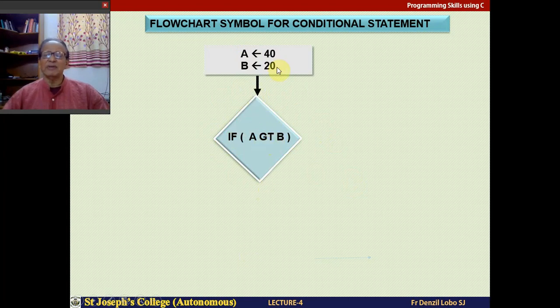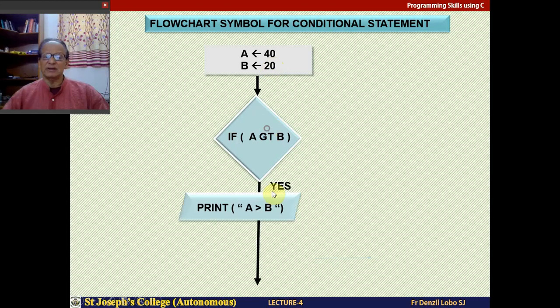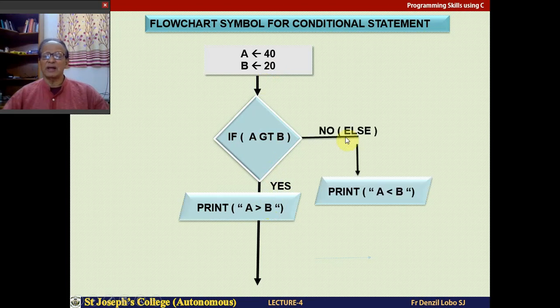For example, if A is greater than B, yes, therefore it will come this way, and you print that A is greater than B. If it was the vice versa, 20 and 40, it is not greater than B, else you print this, and with that I complete my flowchart for finding out whether the number A is greater than B. So this is how we formulate it.